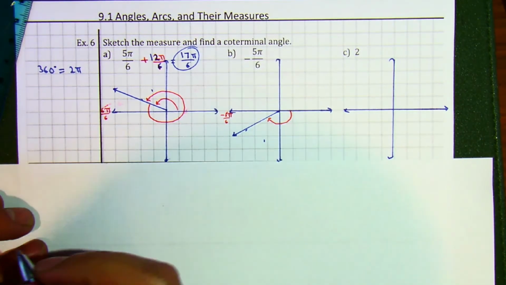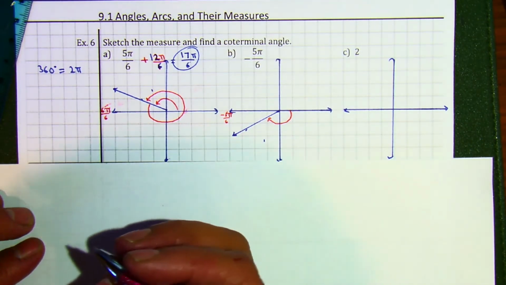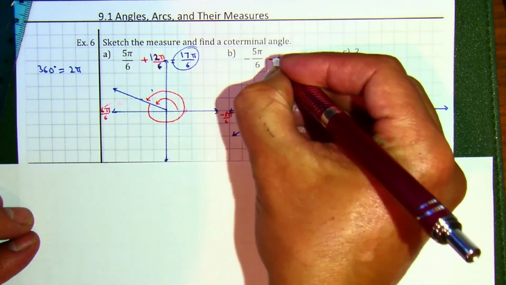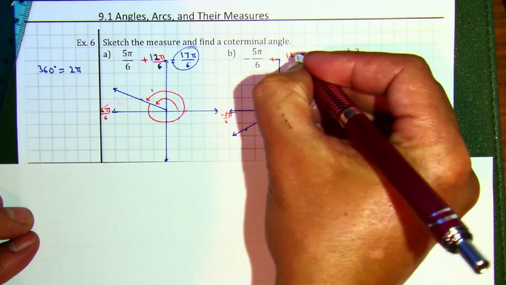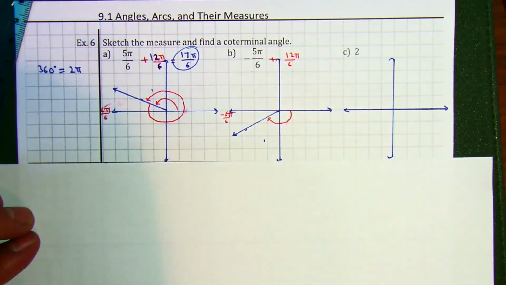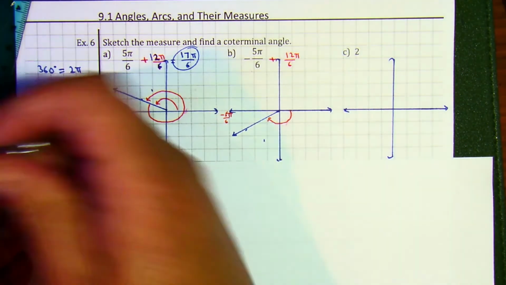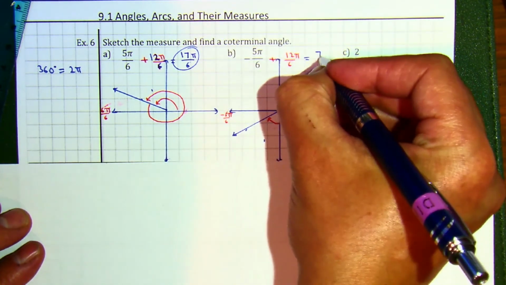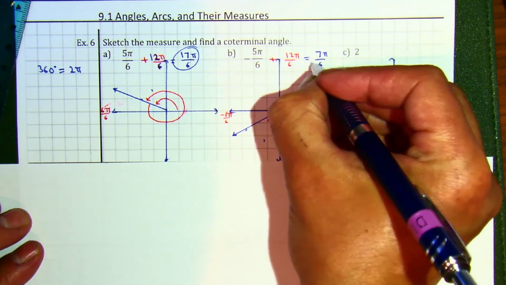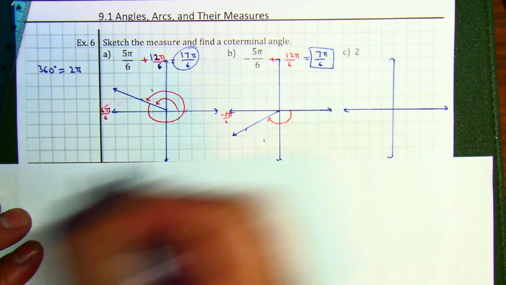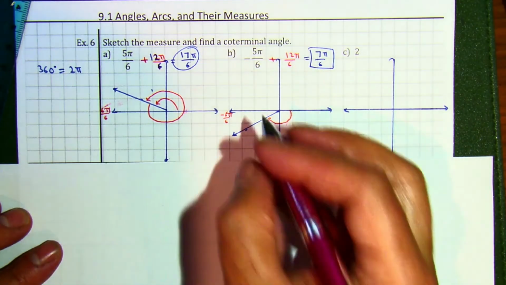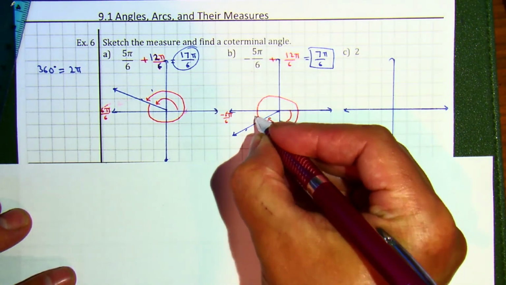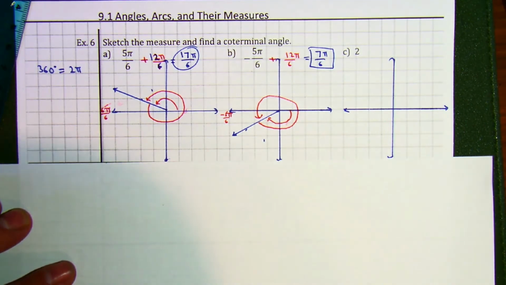And to find a coterminal angle, I can add or subtract 360. I'm going to add 2 pi. Because this is 6 sixes, this will be 12 pi over 6. So therefore, a coterminal angle will be 7 pi over 6. And yes, that looks like a 7 pi over 6, correct? That means that I went around 360 degrees to land on exactly the same location.